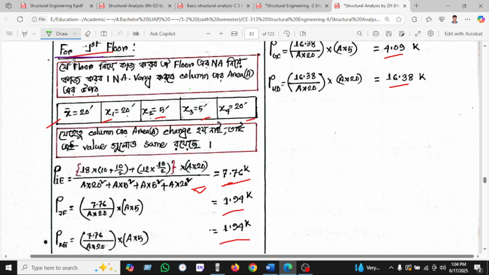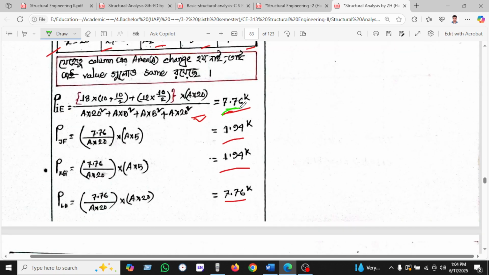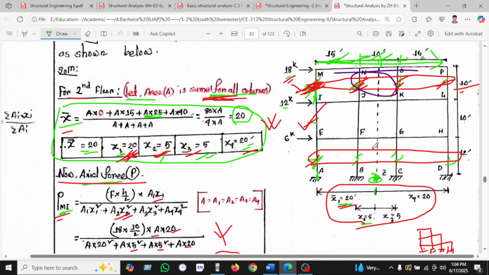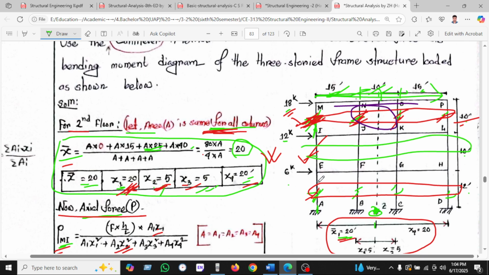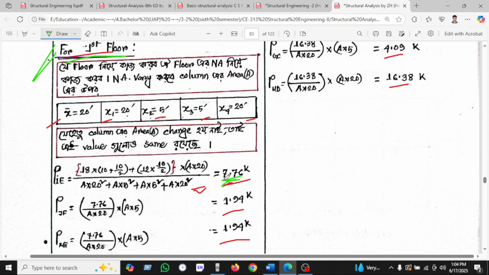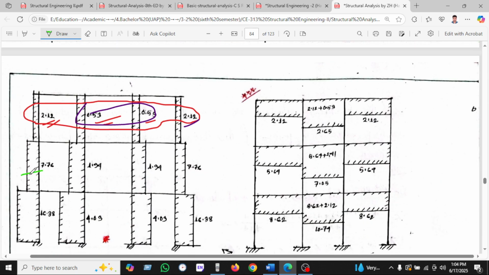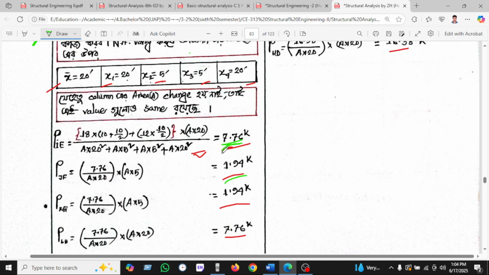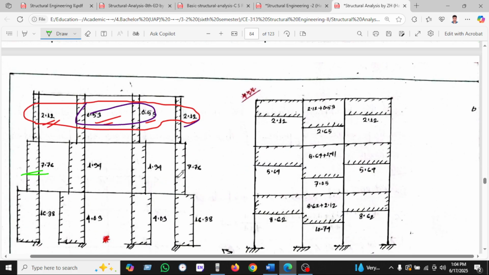Just changing color here for the first floor. So we have found 7.16. So these are the floors, as we have been taking the ground floor, first floor, and second floor. So for the first floor we found 7.76, so it will be 7.76, and then 1.92 and 1.94, 1.94, and the last 7.76, 7.76.